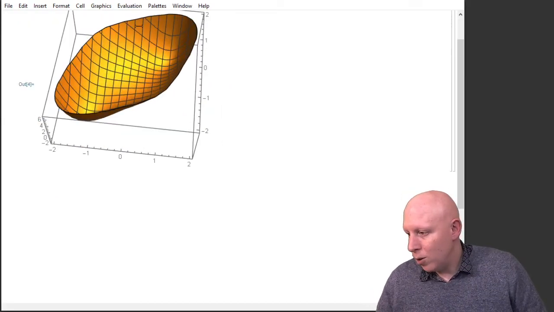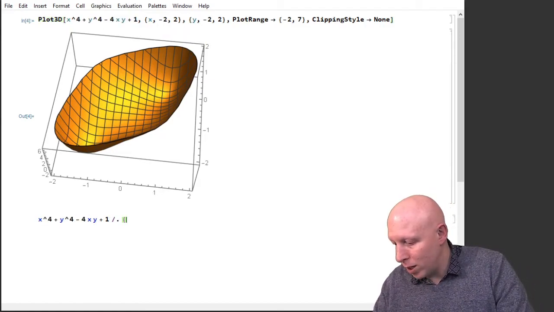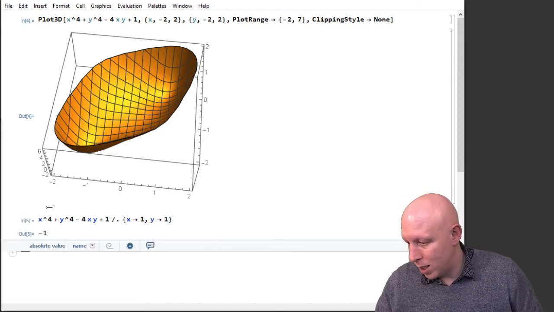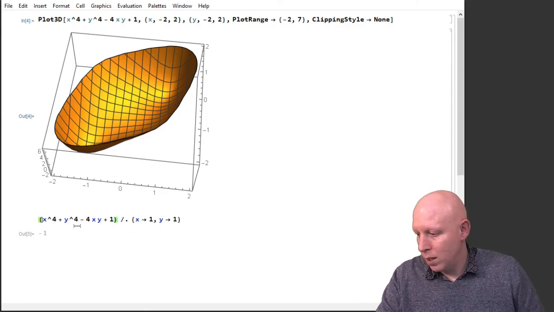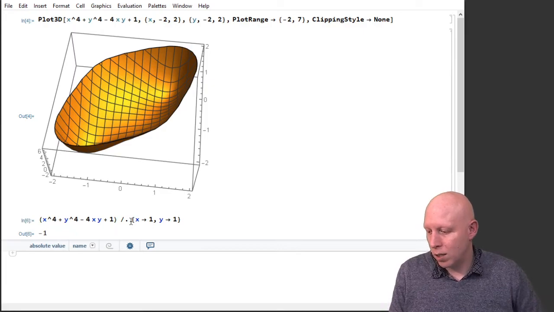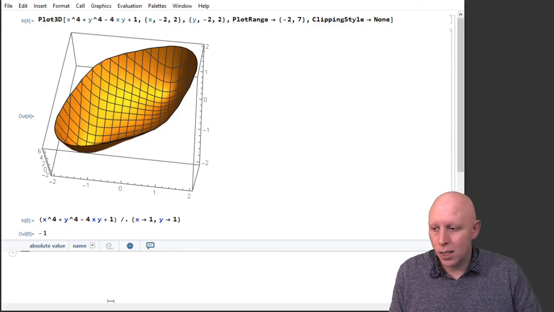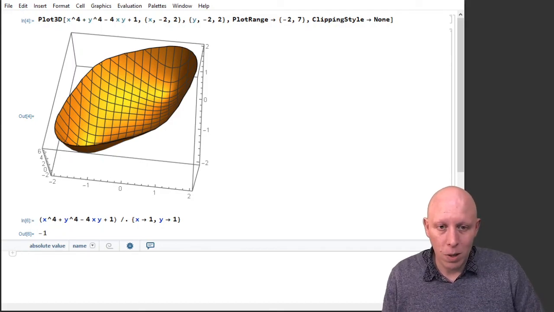And if we want to know what the actual function values are, we could say, I want x equal to 1, y equal to 1, and we see that the function value is equal to -1, which I guess we probably could have figured out ourselves. All right, so let's stop here for now, and I'll see you shortly. We'll talk about some optimization.